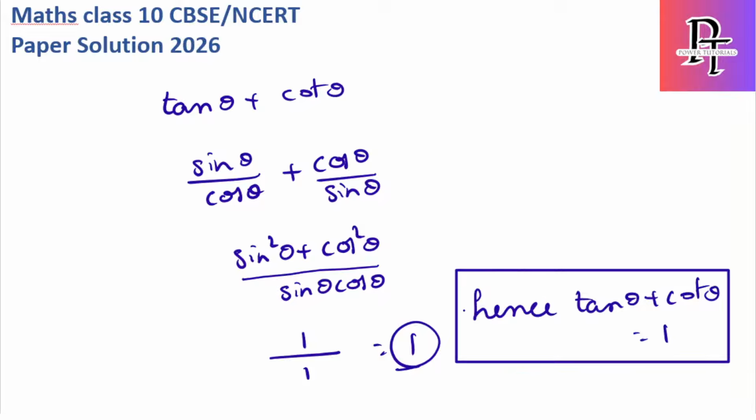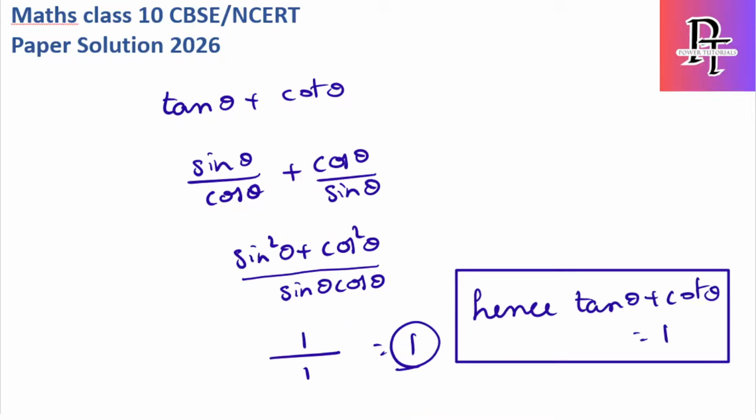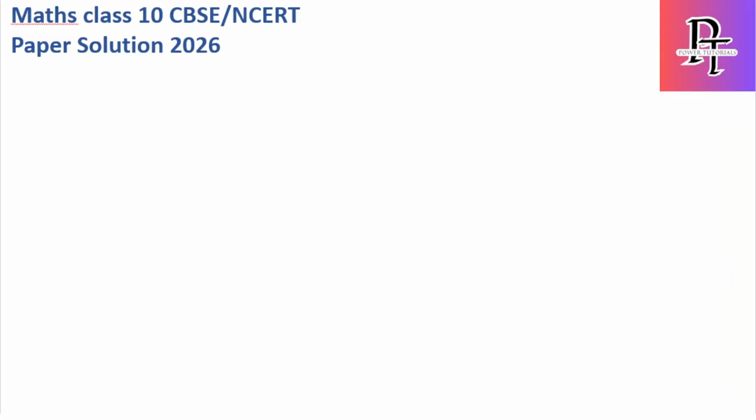Okay, so you might be seeing that this is also easier, but here I have done two tricks. First, I have squared on both sides and found one relation, sin theta cos theta equal to 1, and then I have applied it in the second expression which they are asking, and I have proved that the value is 1. Okay, similarly, let's see how I am solving the B part.